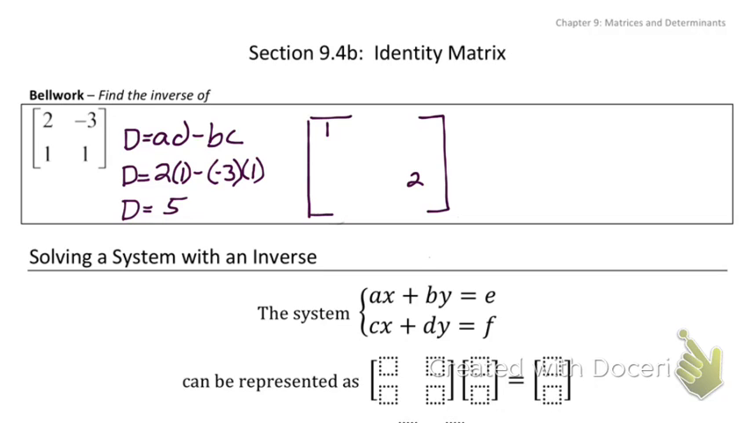These are going to stay in the same place. We're just going to change the signs on both of them. So rather than being a -3, it's going to be a +3. Instead of a +1, we're going to have a -1. And they're all going to be over the determinant, which was 5. 1 over 5, 3 over 5, -1 over 5, 2 over 5. And we now have our inverse.